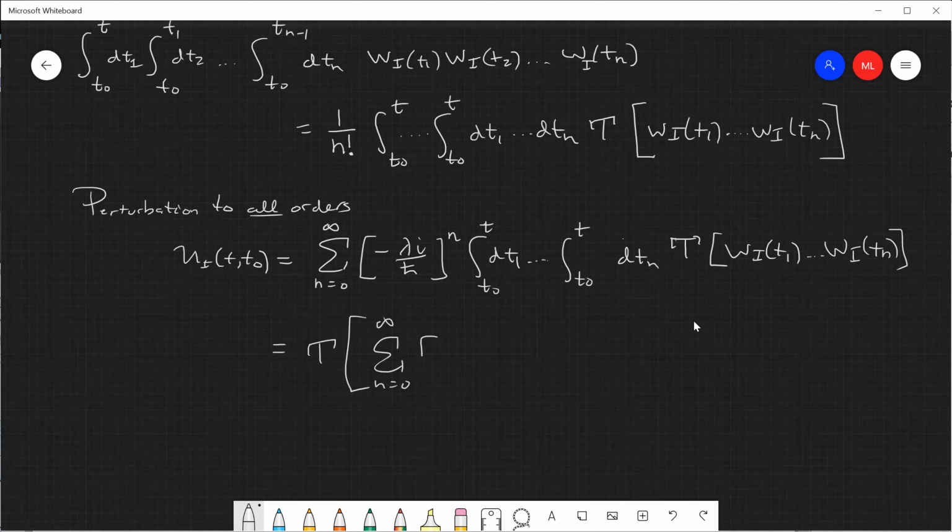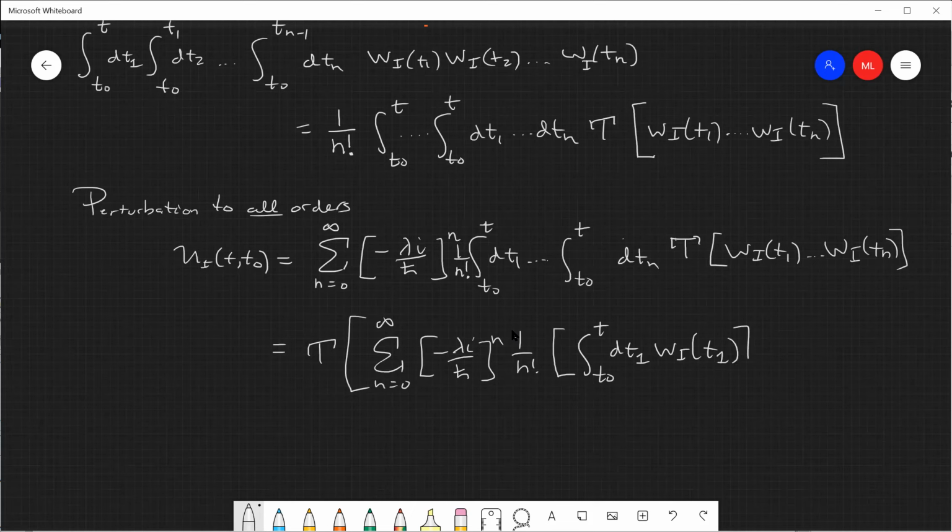And you're left with this minus lambda I. Oh, and of course I'm forgetting something. I'm forgetting the 1 over n factorial from up here. Lambda I over h bar and 1 over n factorial. And now what I have here is just a product of a bunch of integrals that all look the same. It's the integral from t naught to t of dt1, say, omega I of t1. And there's n of them. They're all the same if I pull this time ordered product out.